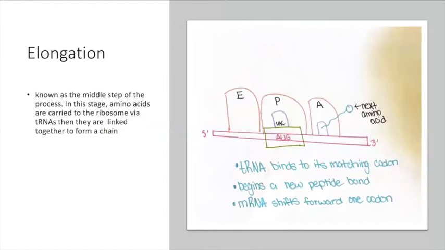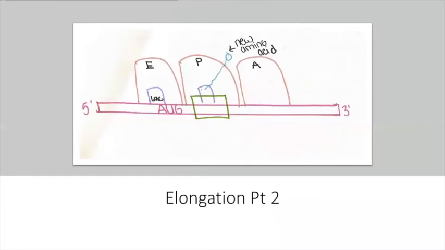Next, we have elongation, known as the middle step of the process. In this stage, amino acids are carried to the ribosome via tRNA, then they are linked together to form a chain. As you can see on the right, once again, we have the next amino acid going into the A site, but the mRNA shifts forward one codon, thus moving everything over one, as you can see in the diagram above.